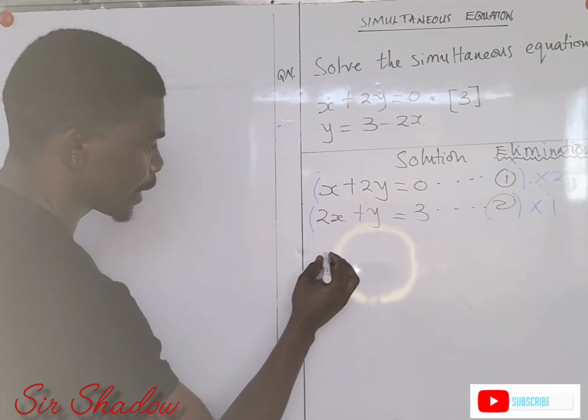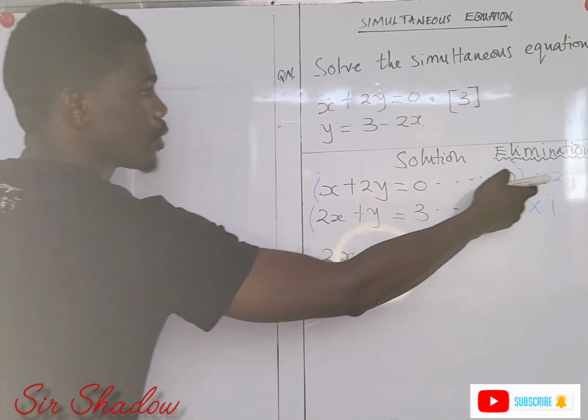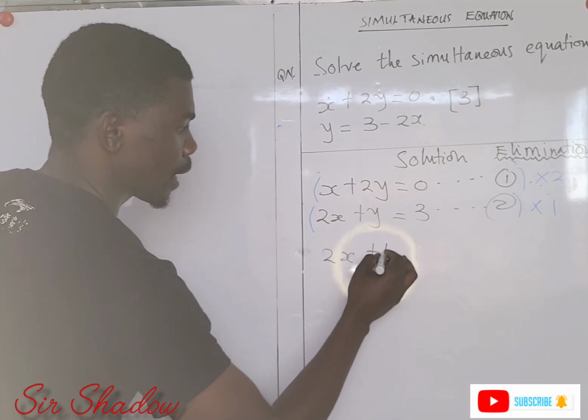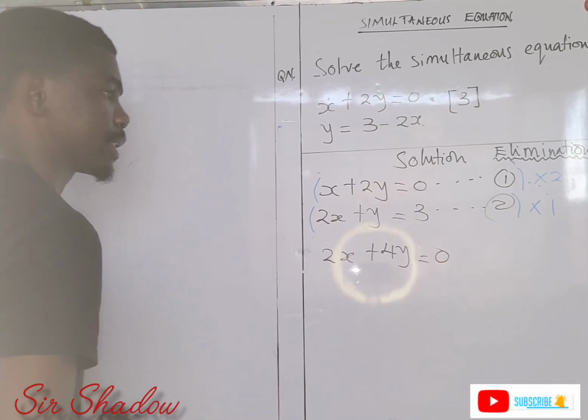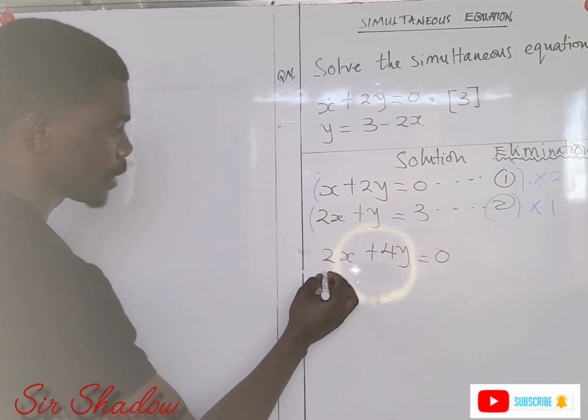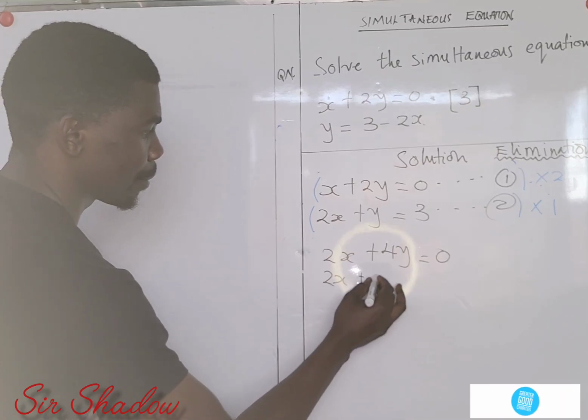Alright? So let's now multiply the 2. 2 times x, we get 2x. 2 times 2y, you get 4y. 2 times 0, we get 0. Alright? Then 1, no effect. So the equation remains the same.